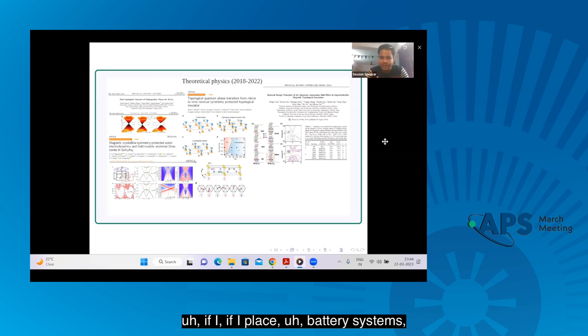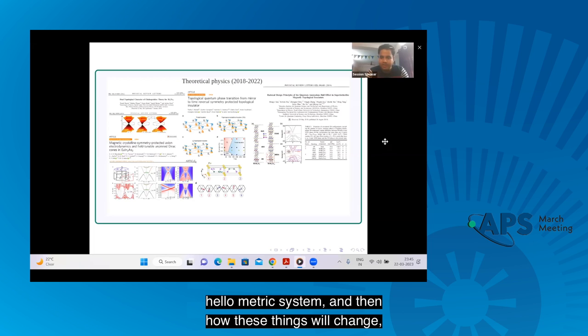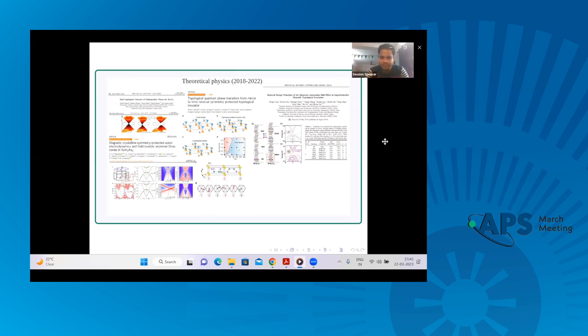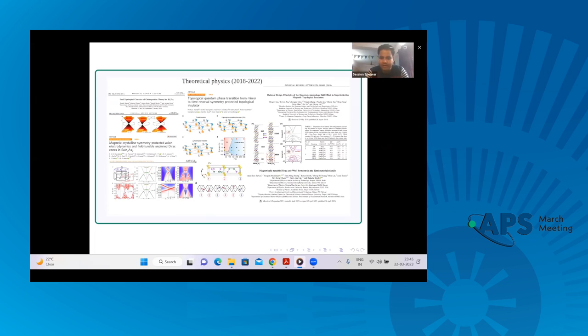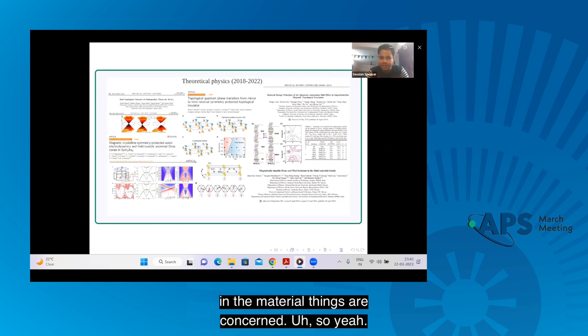If I place material systems in d orbital along with a material system in p orbital, and then how these things will change, how these things will behave, will be of utmost importance as far as designing these principles are concerned. And at the same time, regarding this, I would like to mention the things related to magnetic tunable Dirac-Majorana fermions in the material family as far as things are concerned.